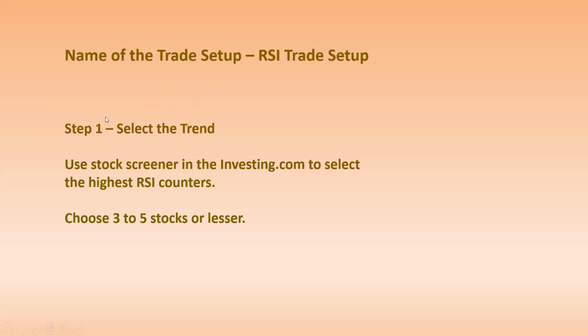Now, first of all, as step one, you need to select the trend. In order to select the trend, we will be using the stock screener that is available on investing.com. We will show you how to access investing.com for your benefit. Then we will be browsing through the list of counters based on the RSI, from the highest values to the lowest, and we can pick 3 to 5 stocks, or ideally, when we start, a lesser amount of stocks.